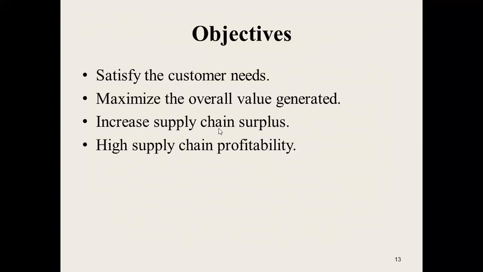Now, what are the objectives? From the very first slide, I'm telling you that satisfying the customer is the main objective. Then maximizing the overall value generated, then increasing the supply chain surplus, and high supply chain profitability. So along with the profit and the customer needs, there are some hidden things. There is value generation and the supply chain surplus, meaning if there is any surplus, it is helpful for our organization and in the production process.